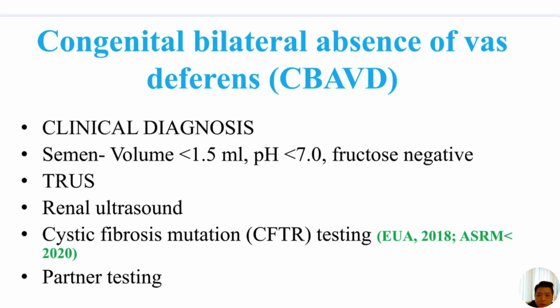For the diagnosis of congenital bilateral absence of vas deferens, CBAVD, the semen has low volume, low pH, and is fructose negative. We can do a transrectal ultrasound to look for the presence of seminal vesicles. Renal ultrasound has to be done if either one side or both sides of the vas deferens are absent, because they may have renal agenesis. CFTR gene testing is required, and we also need to test the partner as well.